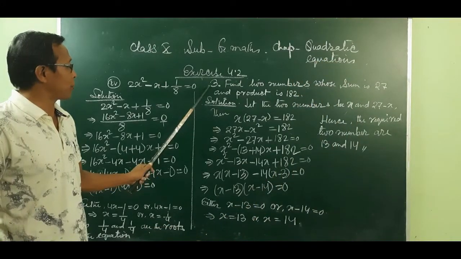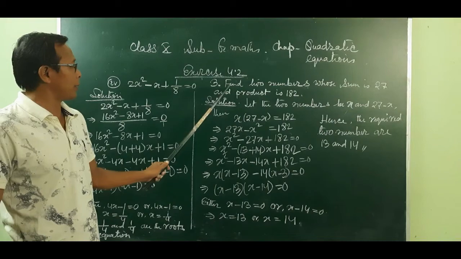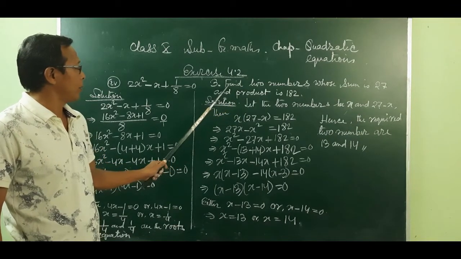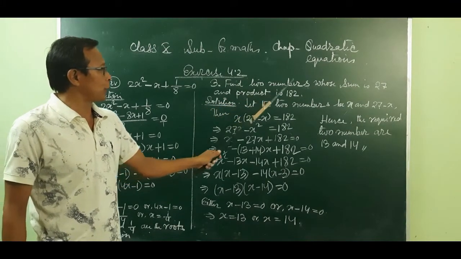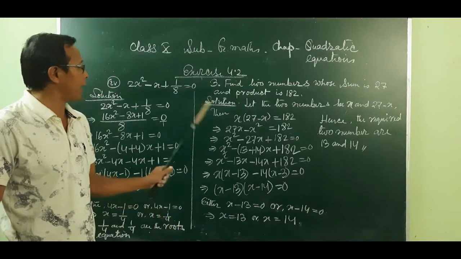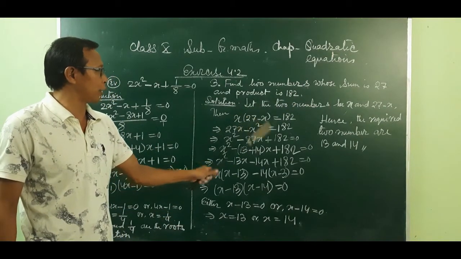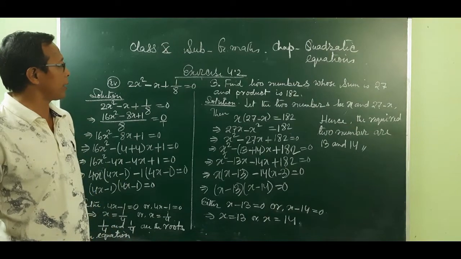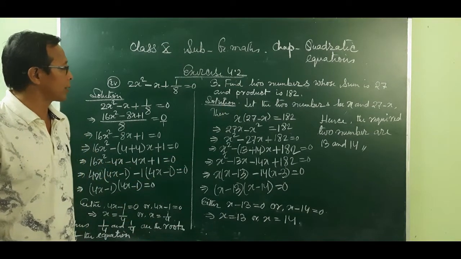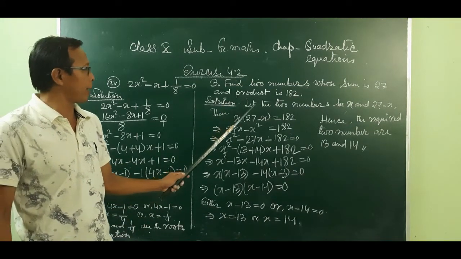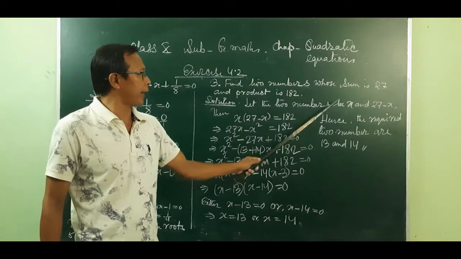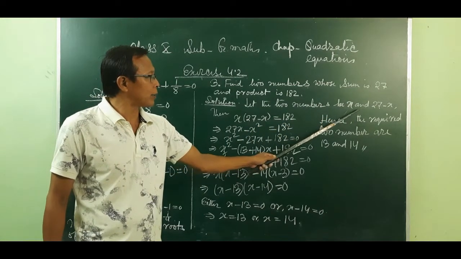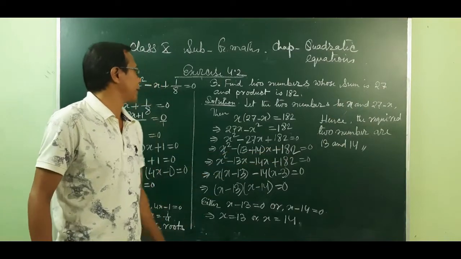Now come to question number 3. The question was given here like this: find two numbers whose sum is 27 and product is 182. So how many numbers are they taking here? They are taking two numbers. So we have to write like this: let the two numbers be, one you take x, the other you have to take how much? 27 minus x.